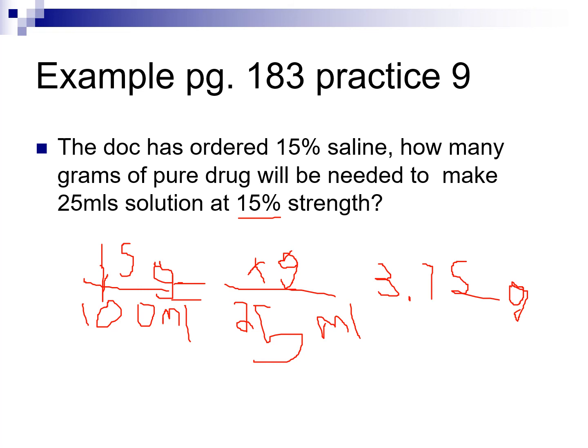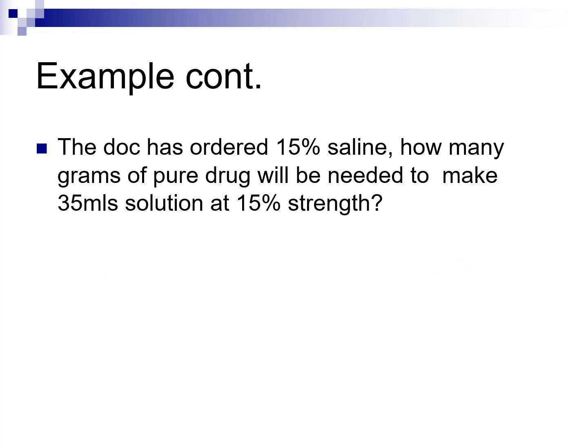Okay, alright, so hopefully that helps some. Now this problem is a little bit tricky. I used to actually assign this one, but I want to go over it here a little bit more. So now it's the same problem basically. We have the 15% saline. How many grams of pure drug will be needed to make 35 mils at 15% strength? So we're going to basically set this up the same way.